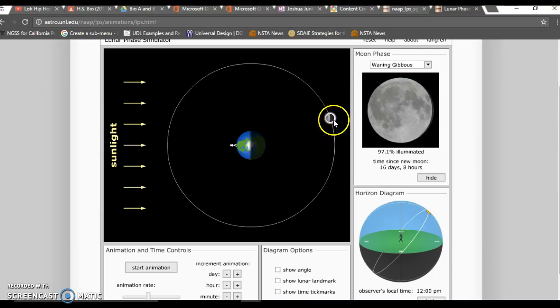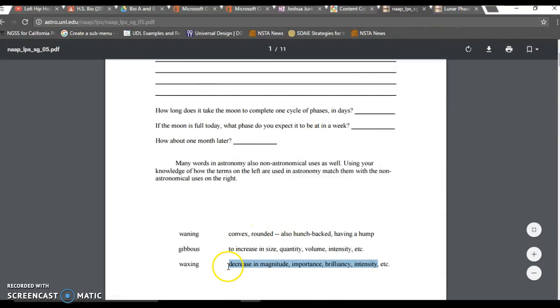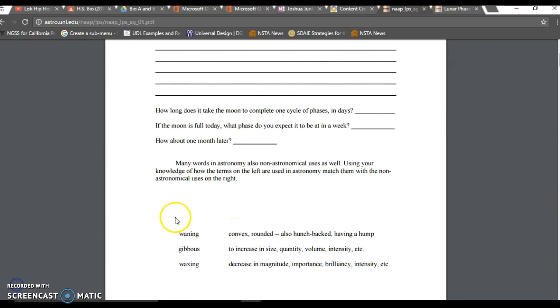Remember, the worksheet said waning means it's increasing in how much shade it's getting. Waxing means it's decreasing in how bright it is, and waning means, again, so if something is waning, it is decreasing in magnitude or how bright it is. So to wane means that you're increasing how much shade the moon's getting.